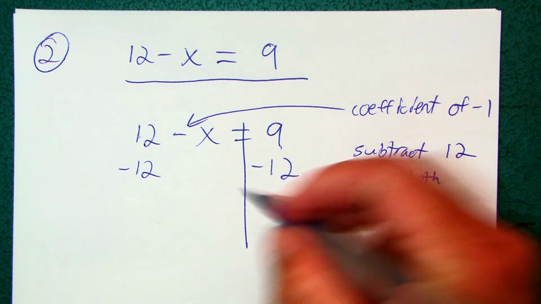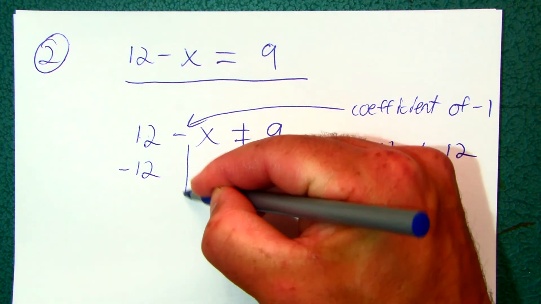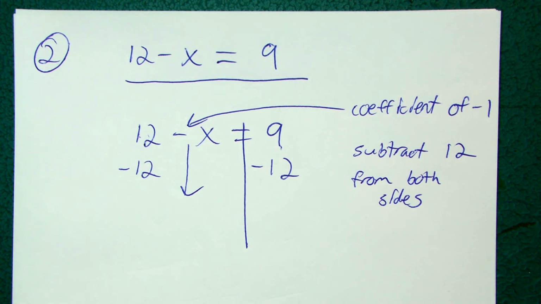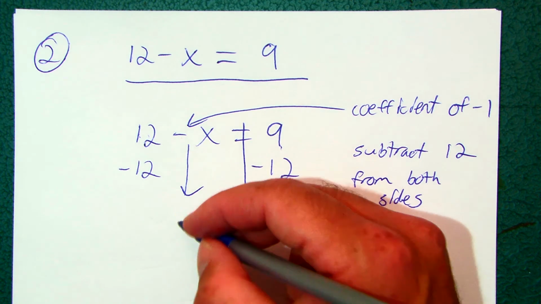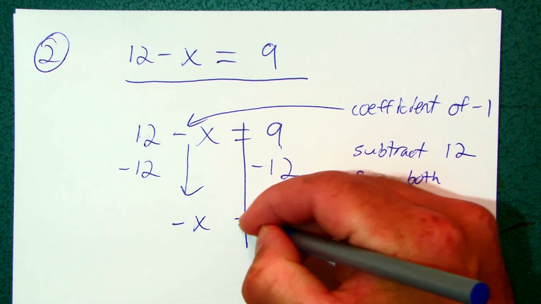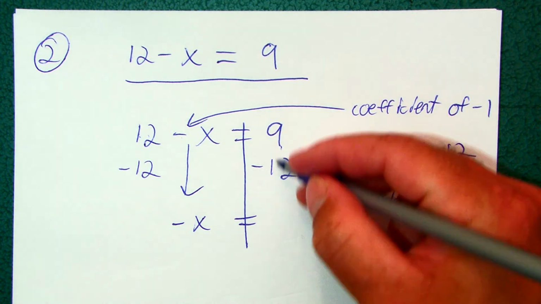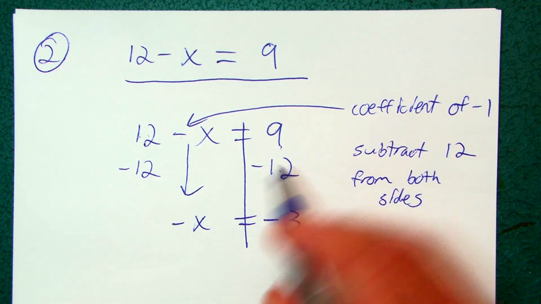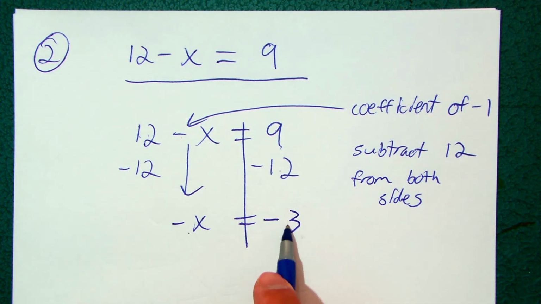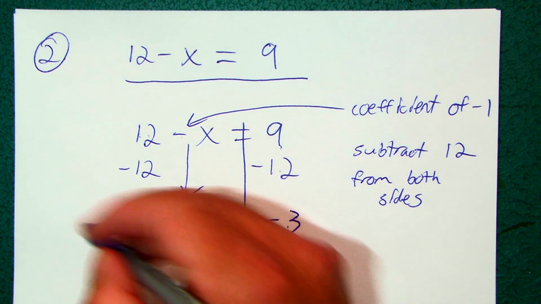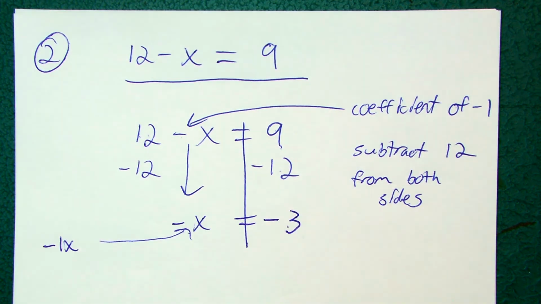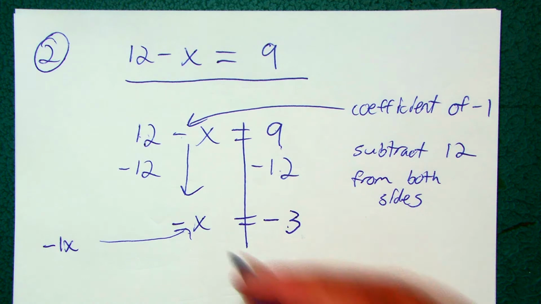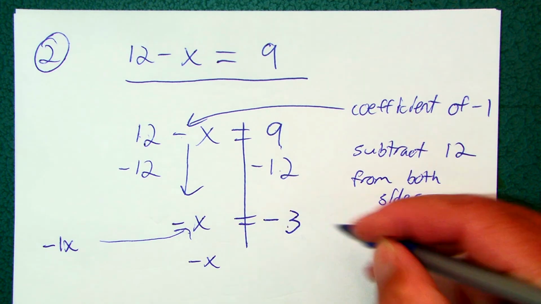So 12 minus 12 is 0. But right here, this is going to be the trick. Not trick, but just something that's easy to miss: it's minus x. That minus sign has to come along here. So that negative 1x there, 9 minus 12 is negative 3. So I have negative 1 times x equals negative 3. Again, you could think of this as negative 1x right there. So I've got to divide both sides by negative 1.